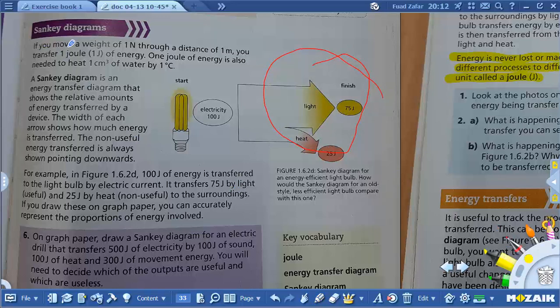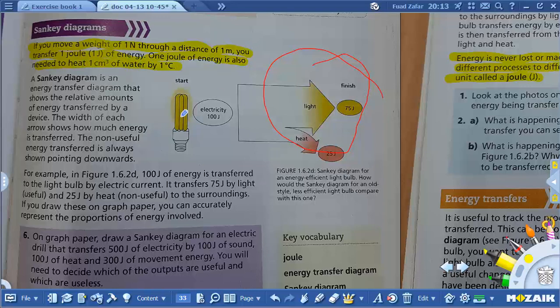It says if you move a weight of 1 Newton through a distance of 1 meter, you transfer 1 joule of energy. 1 joule of energy is also needed to heat 1 centimeter cube of water by 1 degree Celsius.